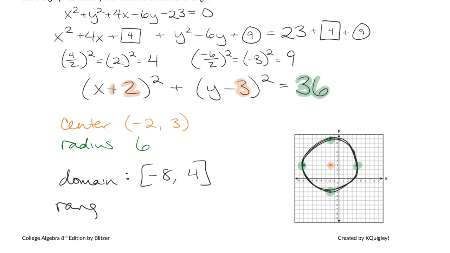What is the range? How low does this graph go? -3. And how high does it go? 9, which is what I would get if I added and subtracted 6 to the y value. 3 minus 6 is -3. 3 plus 6 is 9.